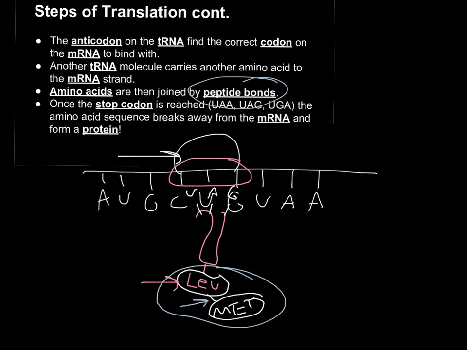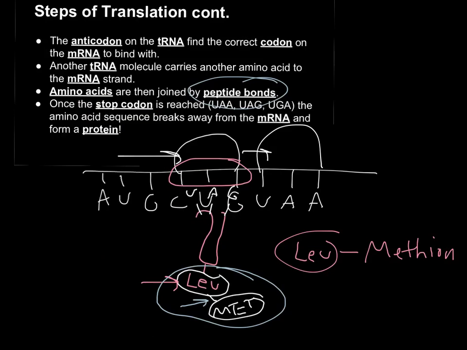Okay, so we continue down, the protein continues down the strand. We finally reach something called UAA, which is a stop codon. If you look on your codon wheel, that codes for stop. So what's going to happen is that leucine and that methionine are going to break free. Okay, they're going to break free, and that's what's going to form a protein.